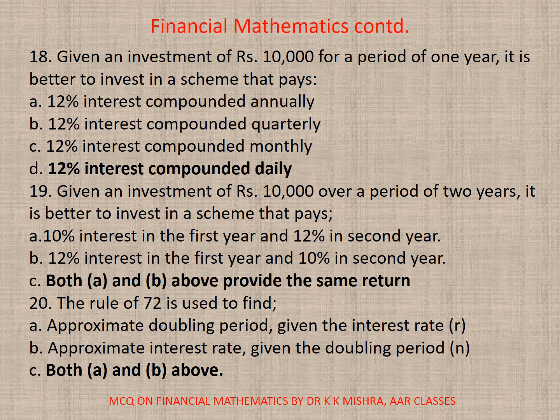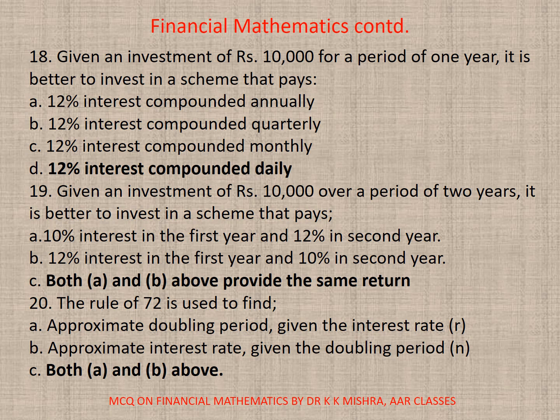18. Given an investment of rupees 10,000 for a period of 1 year, it is better to invest in a scheme that pays, correct option is D, 12% interest compounded daily. 19. Given an investment of rupees 10,000 over a period of 2 years, it is better to invest in a scheme that pays. Here correct option is C, that both A and B provide the same return.